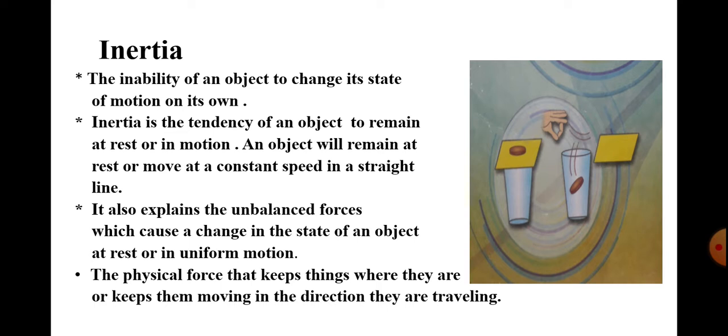Inertia is the inability of an object to change its state of motion on its own. Inertia is the tendency of an object to remain at rest or in motion. An object will remain at rest or move at constant speed in a straight line. It also explains the unbalanced forces which cause a change in the state of an object at rest or in uniform motion. The physical property that keeps things where they are, keeps them moving in the direction they are traveling.